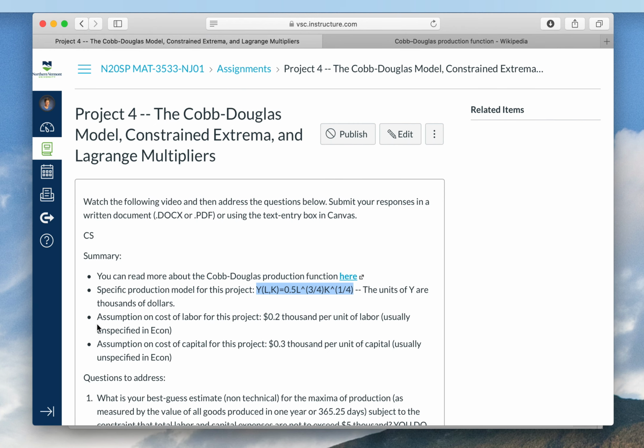We're going to look at optimizing subject to some cost realities of labor and capital. So we're going to assume that the cost of labor is $200 per unit of labor. Usually it's unspecified what that means. Is that one person for one day, or one person for 1 month, or one person for 1 year? It's different depending on the setting. We're just going to leave it as, say, per day. The labor is $200 per day, and the capital expenses are $300 per day. It really doesn't matter.